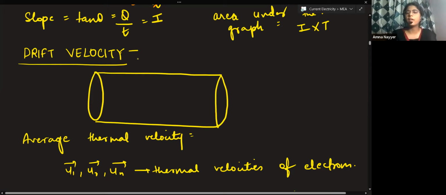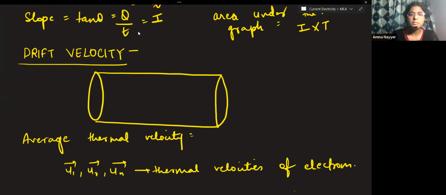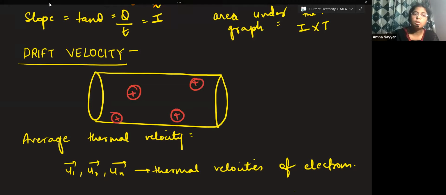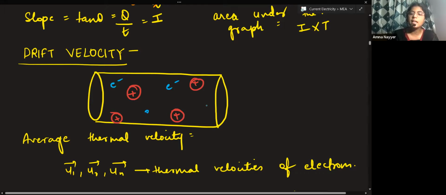Now, a wire, whenever a current is flowing, consists of what things? It comprises of positively charged ions. Then it also comprises of electrons which are negatively charged. As soon as the positive terminal is connected, it attracts all the electrons. If I connect this to a positive terminal, the positive terminal will attract all the electrons.